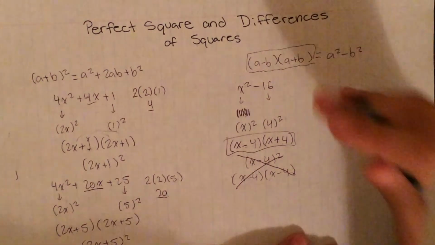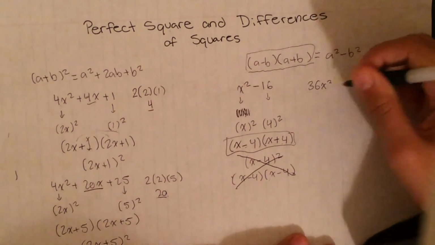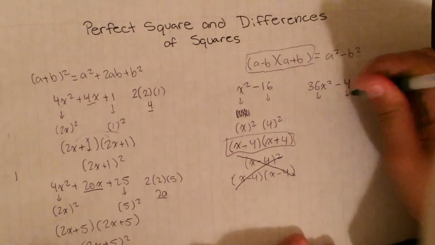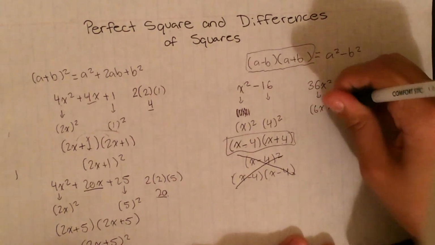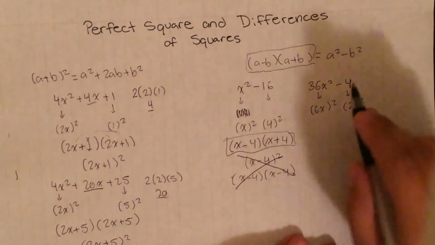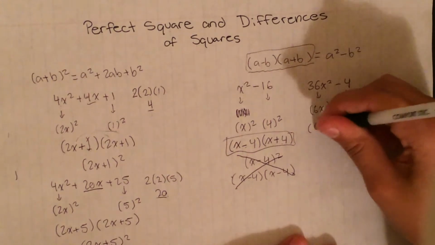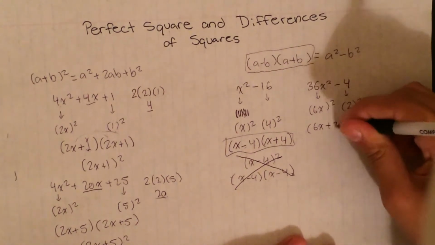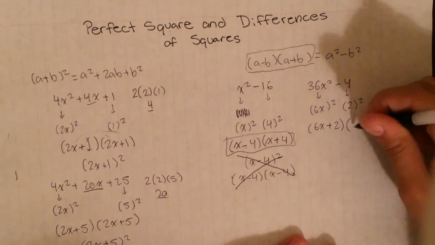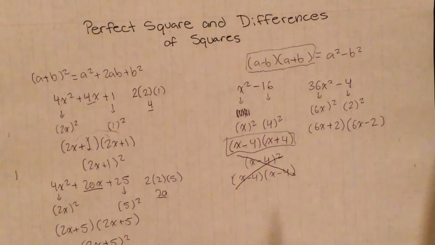Here's another example, probably our last example. So 36x squared minus 4. Let's square them. This is going to be 6x squared, and then this is going to be 2 squared. Once again, there's nothing in the middle. We're going to do the same thing here. We're going to get 6x plus 2. You can do plus or minus. I'm just going to start with plus. And then that means 6x minus 2. And then that's our answer.